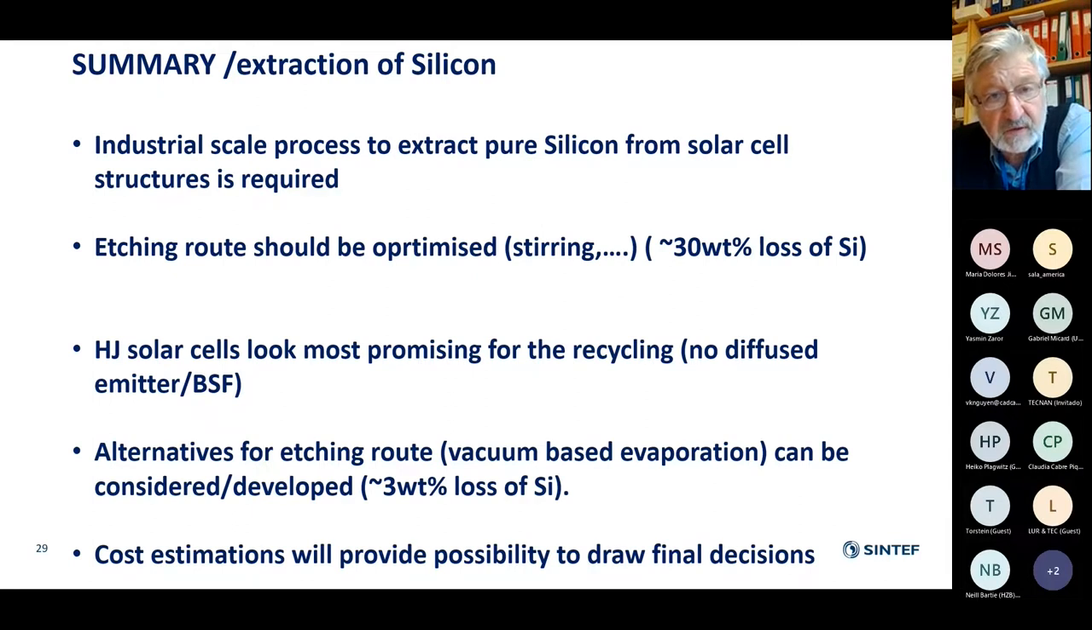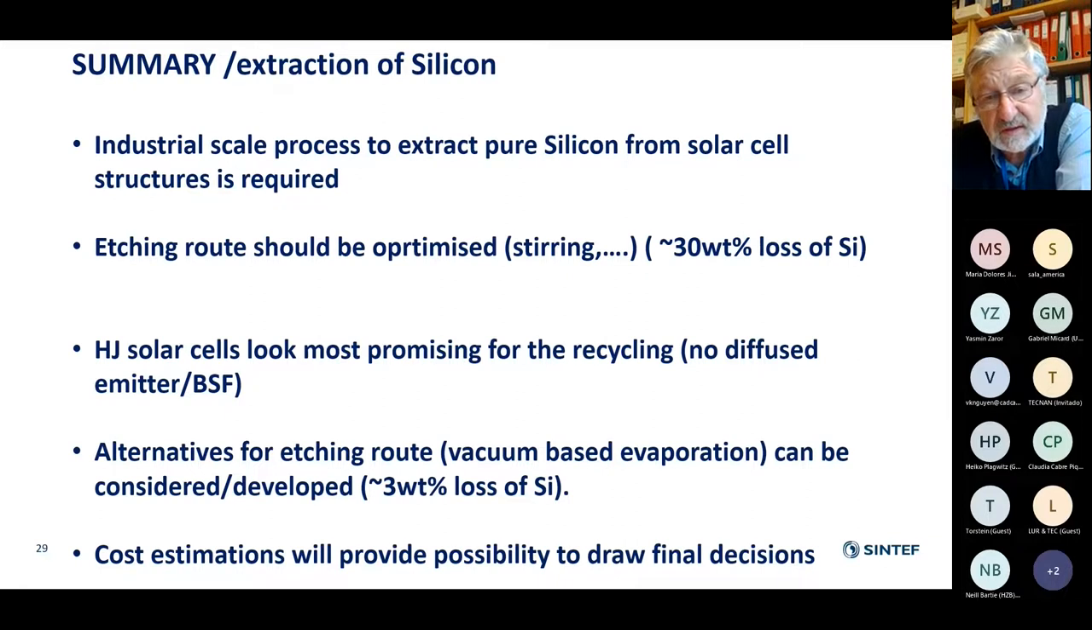The summary of this part looks as follows. A still industrial-scale process to extract pure silicon from solar cells is required. The etching route can still, of course, be optimized, but the loss of silicon in the range of 30% should be reduced somehow, if possible. Since we have to etch only 10 microns, it could be that it can be done in a smarter way.